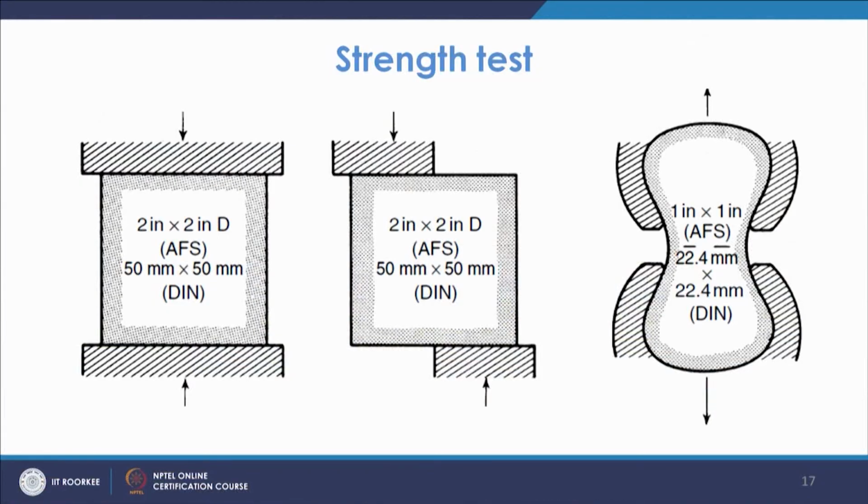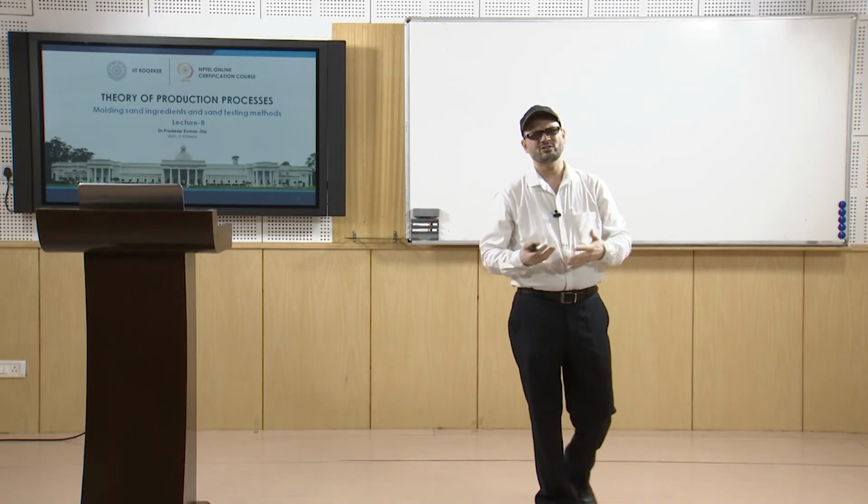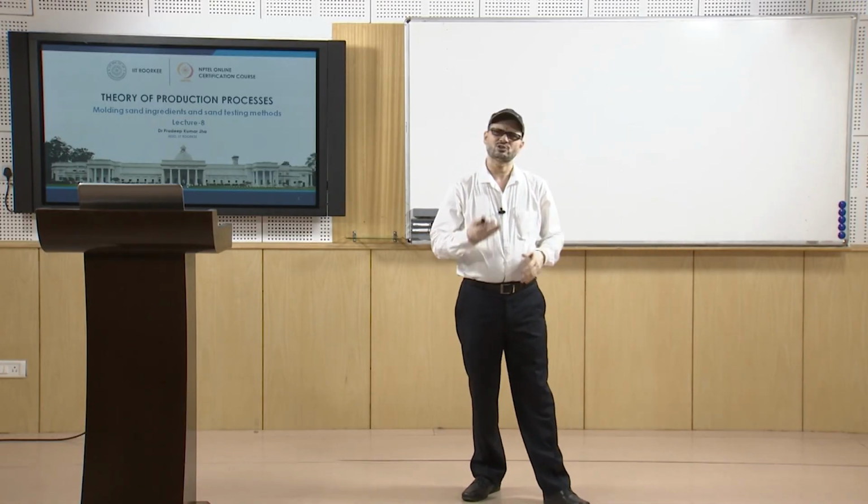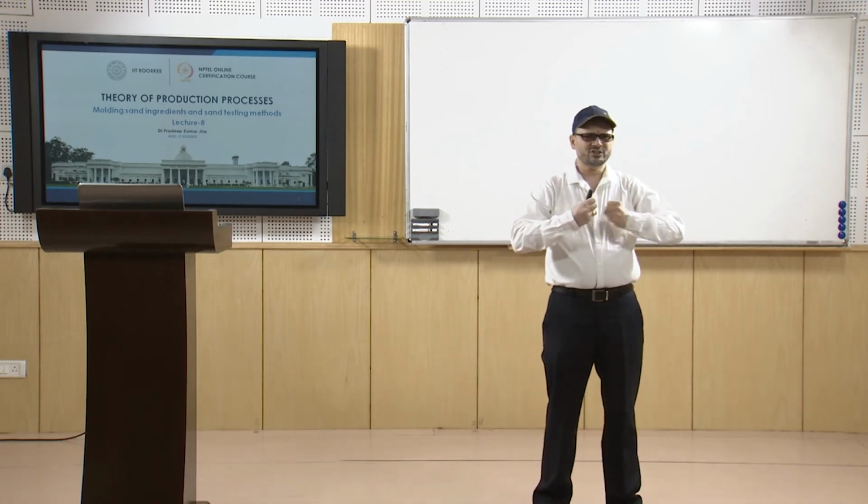Strength test: as you know, you have different kinds of strength, like the tension test, compression test and shear test. The first picture shows the compression test, and the second picture shows the shear test. You have a cylindrical specimen of 2 inch by 2 inch, and then the loading is carried out. For the tension test, you have a different type of gripping. That gives green compression strength, green tensile strength, dry strength, and so on, for checking the strength of the mold.